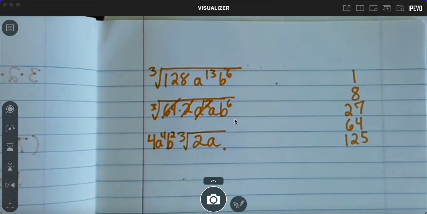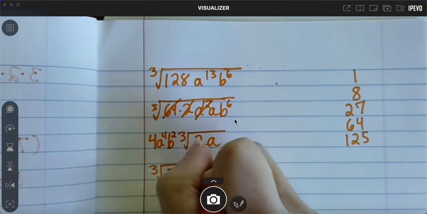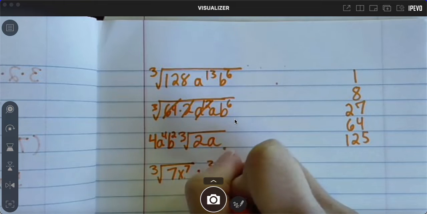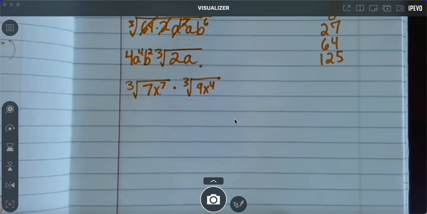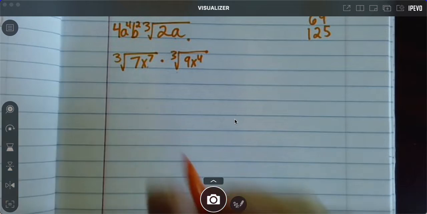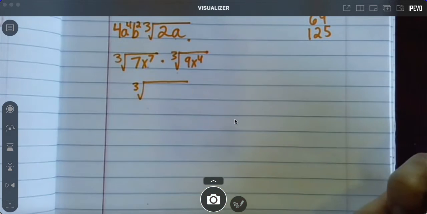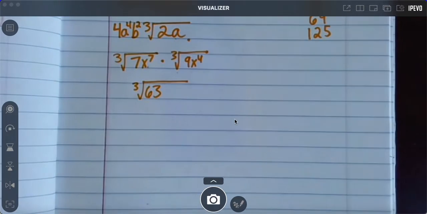All right, let's go on to number 8. They have the cubed root of 7x to the 7th times the cubed root of 9x to the 4th. So I'm going to combine those together. I'm just going to multiply. Is there one like it? No, but this is good practice like the one we just did. We're going to go through them because it's practice. It's been a while. So let's just write our one big cubed root. And what was 7 times 9? 63. I'm just multiplying everything together.